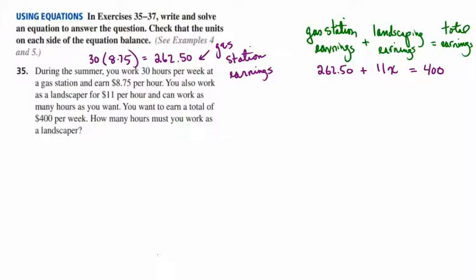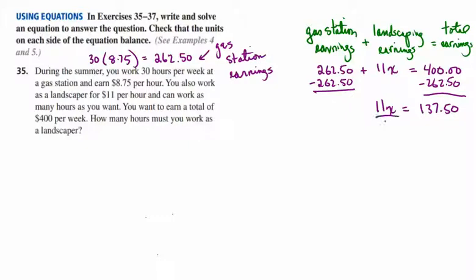From here, we're simply going to use the different strategies that we've been discussing. Subtract $262.50. Remember, when you subtract $262.50 from 400, you need to line up your decimal points, use your calculator, and we get 11x is equal to $137.50. So that 11x equals $137.50 is your landscaping earnings.